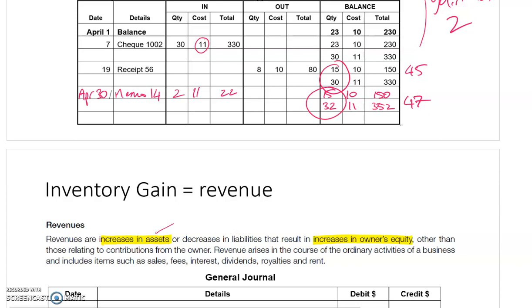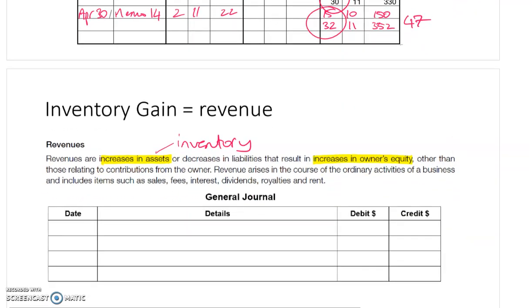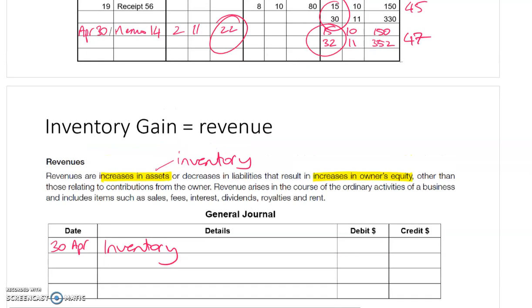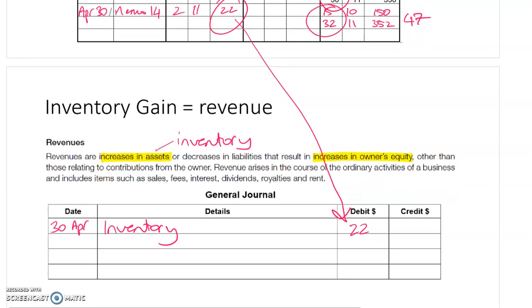So inventory assets gone up, and therefore we have ourselves some revenue. So recording that date of the transaction, 30th of April. Inventory's increased. How much by? $22. So we've got a debit for 22, and that's coming from there. Other side being revenue, and this account is called inventory gain of 22.